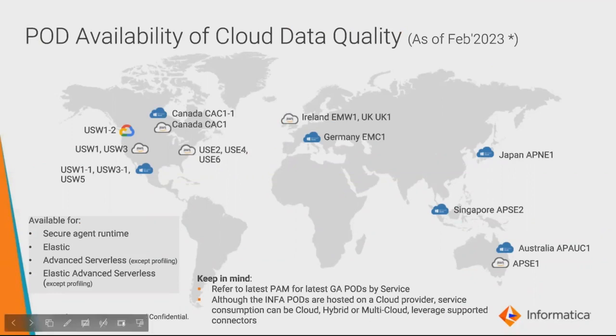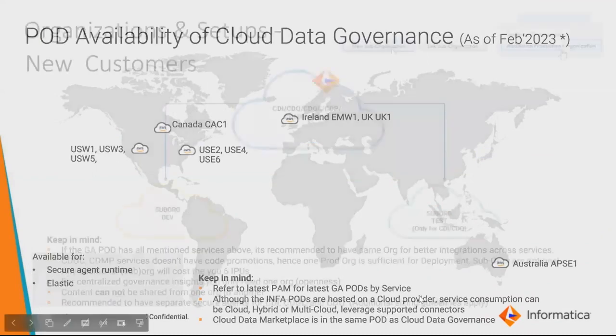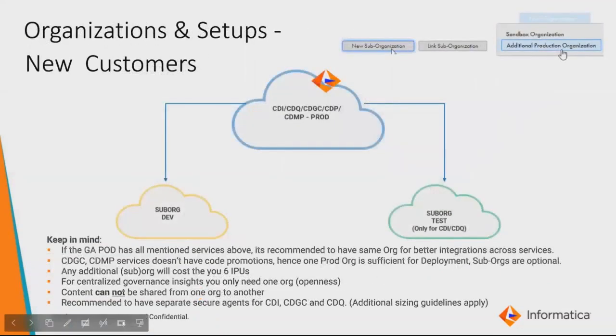Although the Informatica pods are hosted on a particular cloud provider, service consumption can be in any cloud, hybrid, or multi-cloud environment. You can leverage the supported connectors. Here's the pod availability of cloud data governance. The cloud data marketplace is in the same pod as cloud data governance. If you're brand new to IDMC and the GA pod has all the mentioned services above, it's recommended to have the same org for better integrations across services.